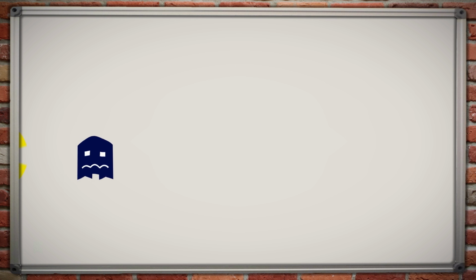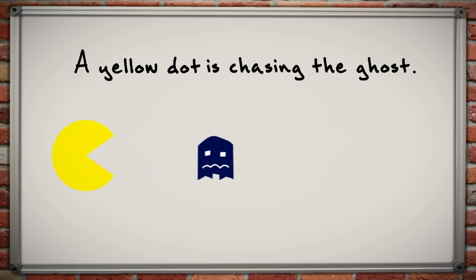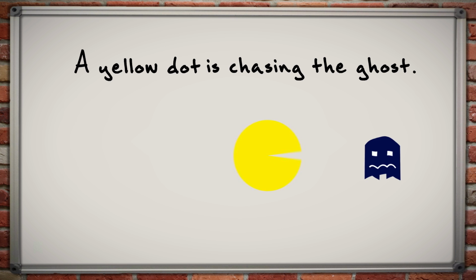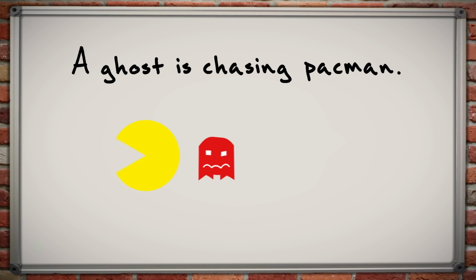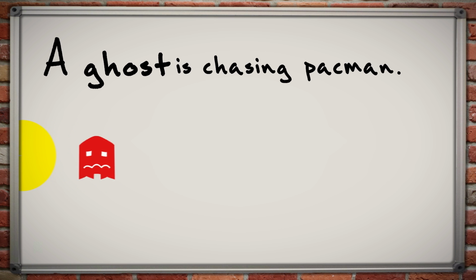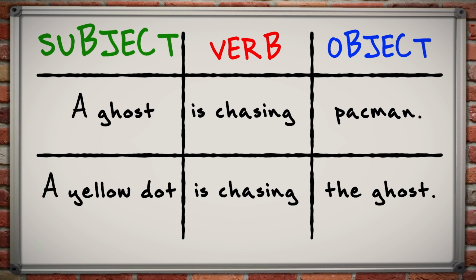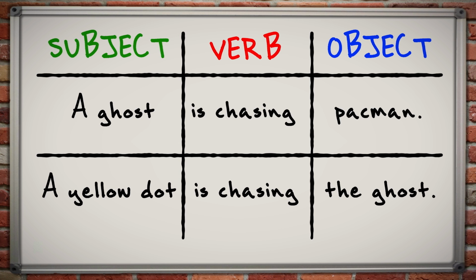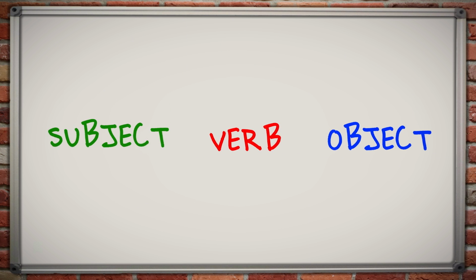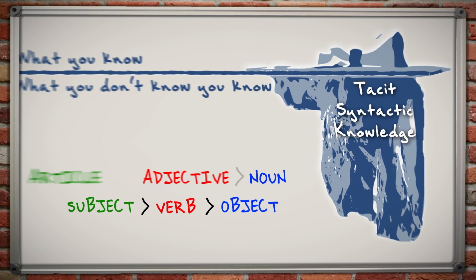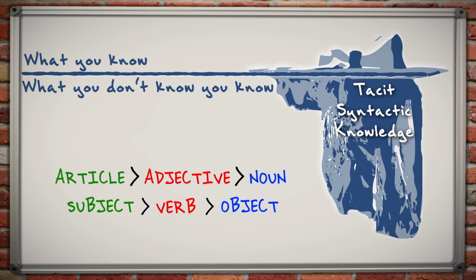If the yellow dot chases the ghost, the phrase, a yellow dot, appears at the beginning of the sentence. But if the ghost is chasing the dot, then the phrase, a ghost, appears at the beginning of the sentence. The phrase at the beginning of these sentences is the subject. So in English, we can describe the order of phrases within a sentence as subject precedes verb and verb precedes object. Now, again, we have an iceberg puzzle.